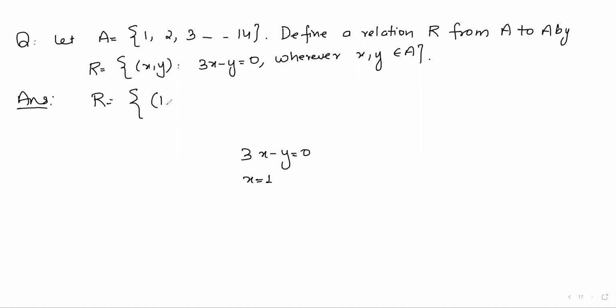3. 1, this is 3, very good. When you put x is equal to 2, then what y you will get? 6. When x is 3, what is y? 9. When x is 4, what is y? 12. When x is 5, what is y? 15. Is 15 there in the set?